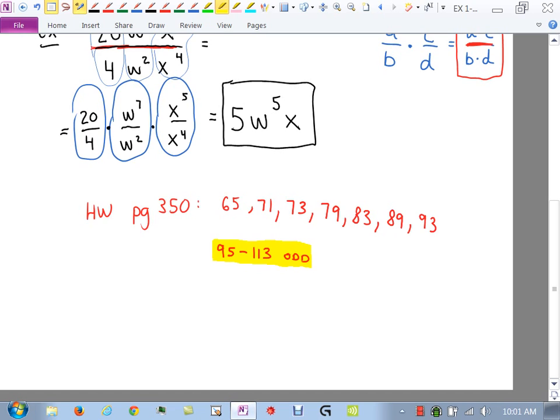All right. More properties. You ready for more properties? Of course you are. So we're in 5.2. Thank you. 5.2. More properties of exponents.